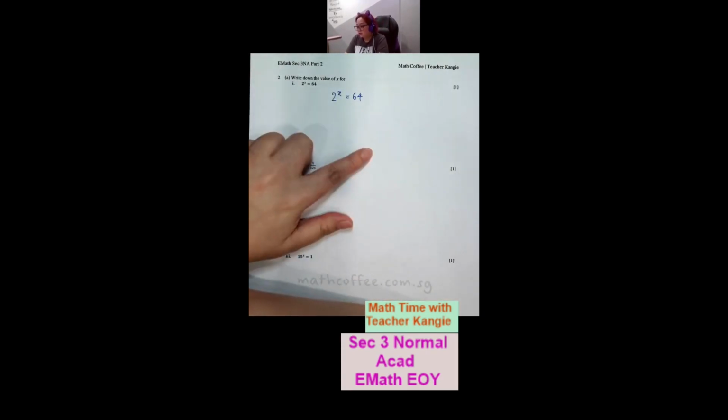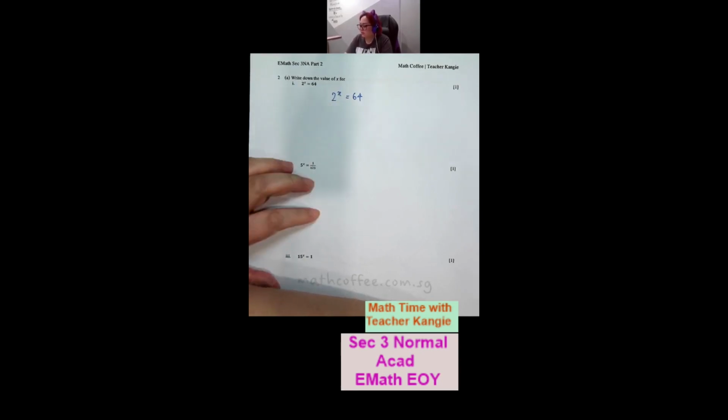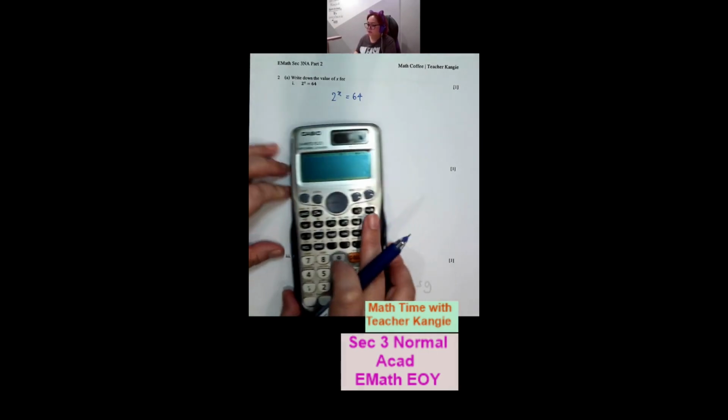So the hint is already on the left hand side. You have to know 2 to the power of what equals to 64. So some students say, Cher, how to know? There's no calculator to find out 2 to the power of what equals to 64.